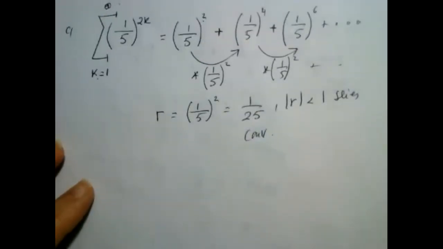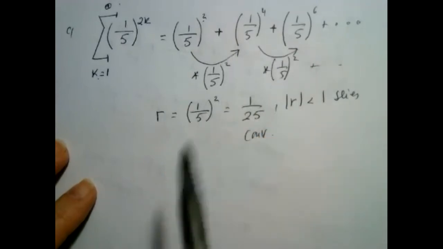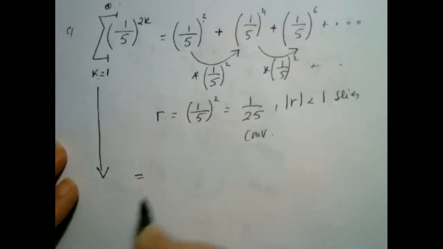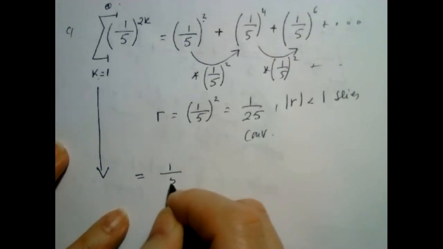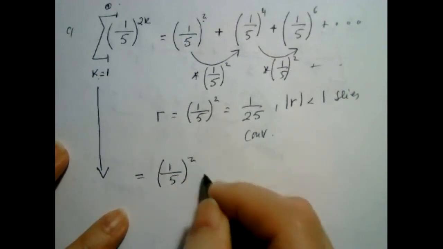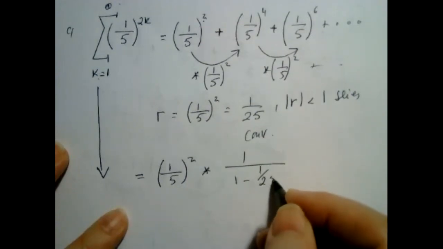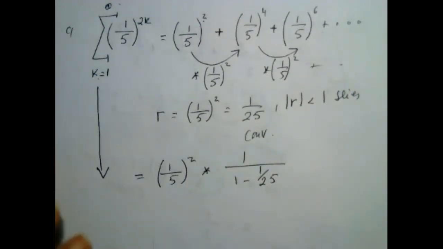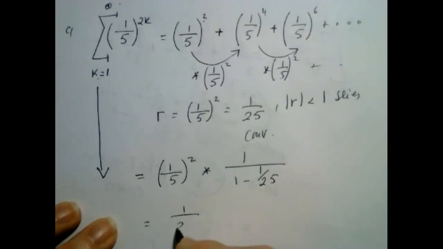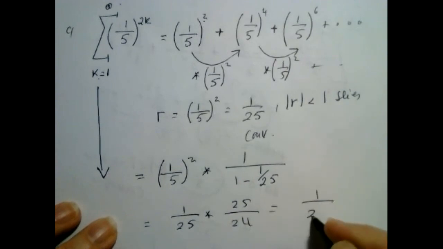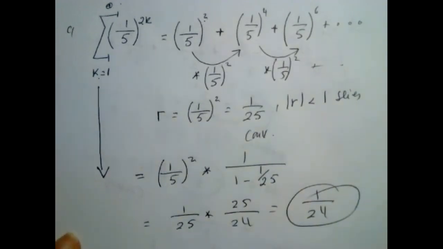And what does it converge to? It means if we start adding those terms physically, what do we get? So the sum is going to be equal to the first term, whatever the first term is, times 1/(1 minus 1/25). And then we do the math. So we're going to have 1/25 times 25/24, which will give me 1/24. So if we add those numbers, we get 1/24.